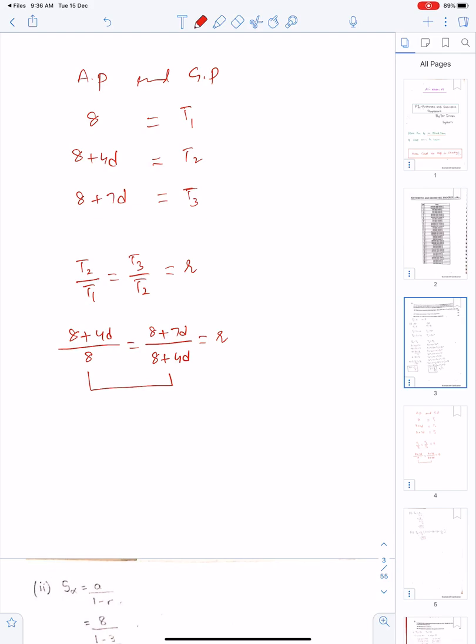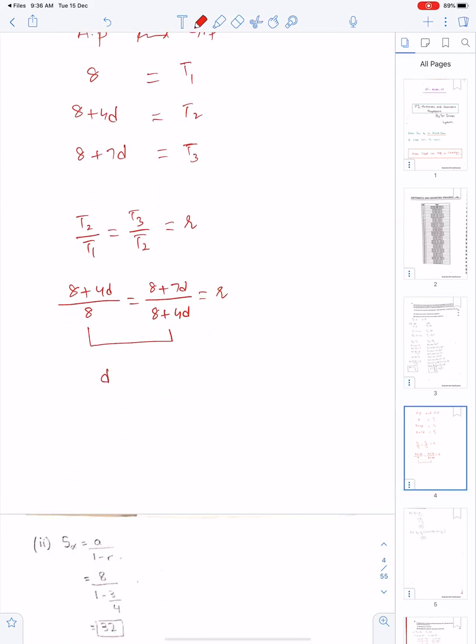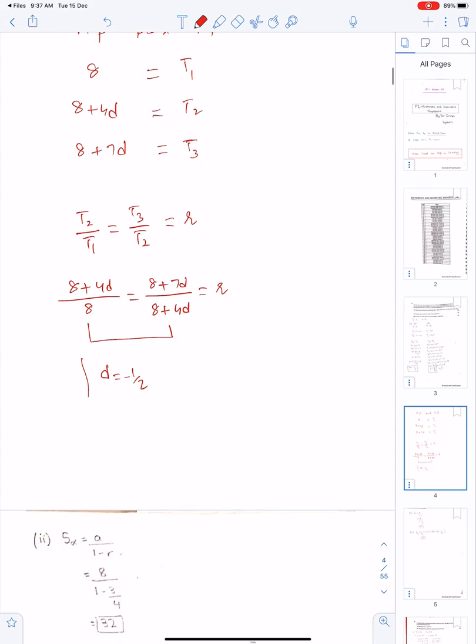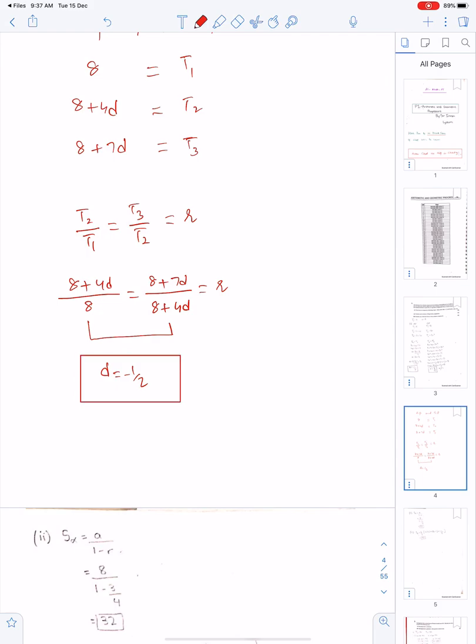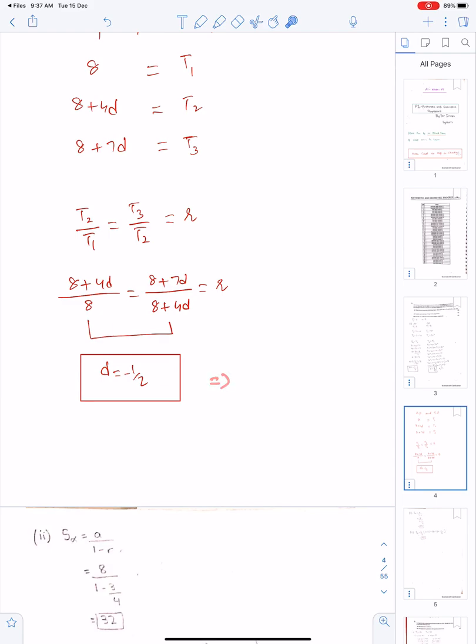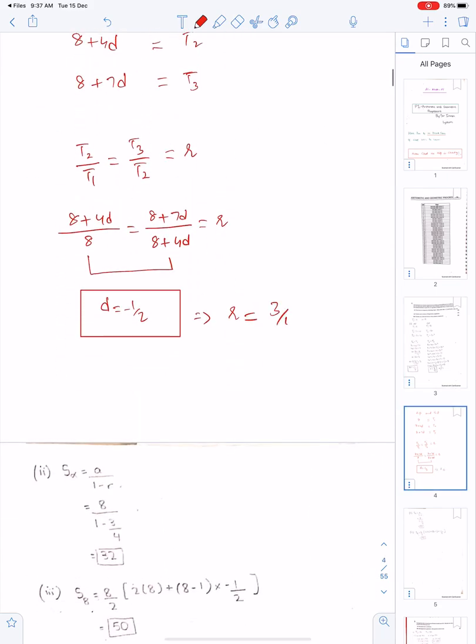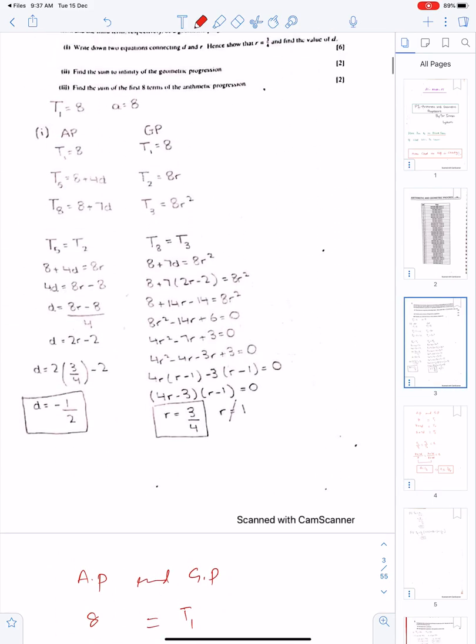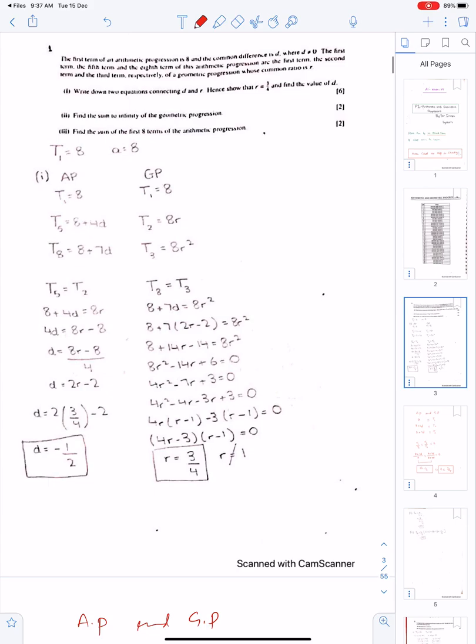So after cross multiplication, after solving these two, we will get the value of D, and the value of D is minus half. By substituting the value of D into this equation, you can substitute D either here or here, but I think this is simple, so substitute D here for R. Therefore R will be 3 upon 4. This is R. So this is the easiest way to solve these type of questions. We had to find R and D.